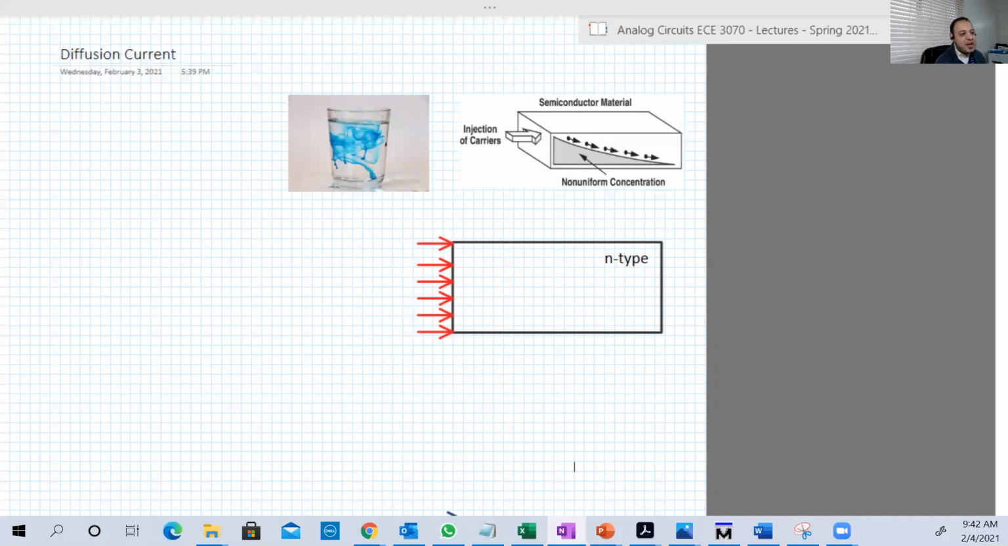Hello guys, welcome back to the third part of lecture 3, in which we're going to discuss another type of current that happens in semiconductors, which is called diffusion current. So we have some diffusion here.